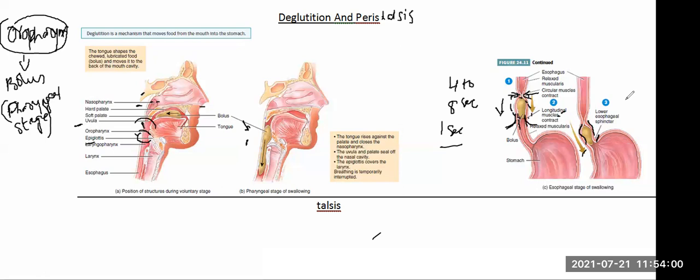And understand the lower esophageal sphincter and the upper esophageal sphincter, right? I hope it is clear, right?